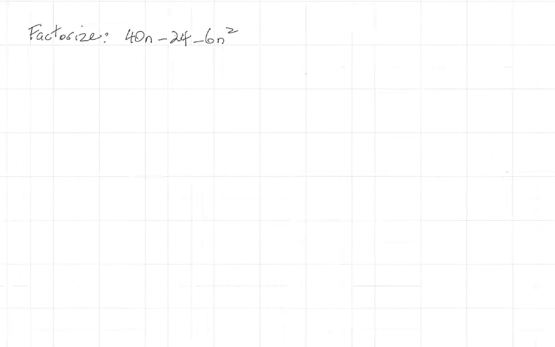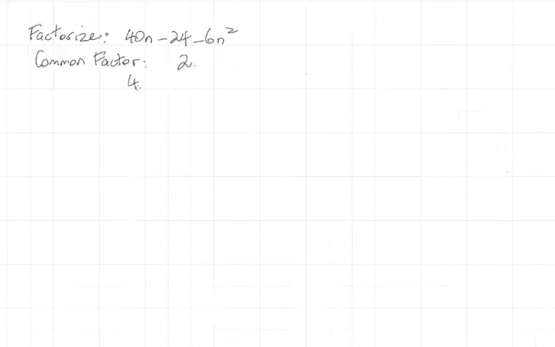If we look at each of the terms, we've got a 40n, we've got a 24, and we've got a 6n squared, and we can see straight away that 2 will go into each of those. That's the highest. There's nothing bigger than 2 that'll go evenly into each of those. So that's what's called a common factor, and that's your first step always with these. Look for a common factor. And in this case, the common factor is 2.